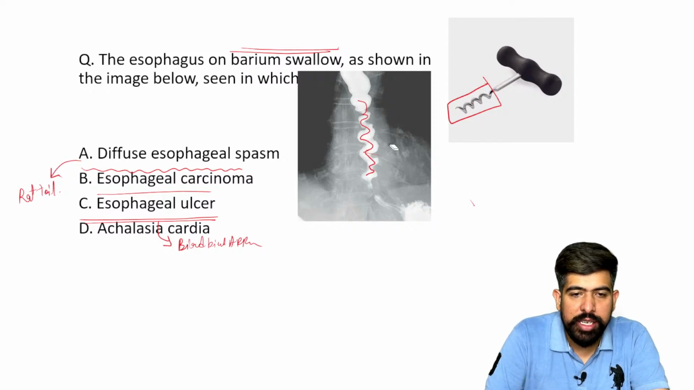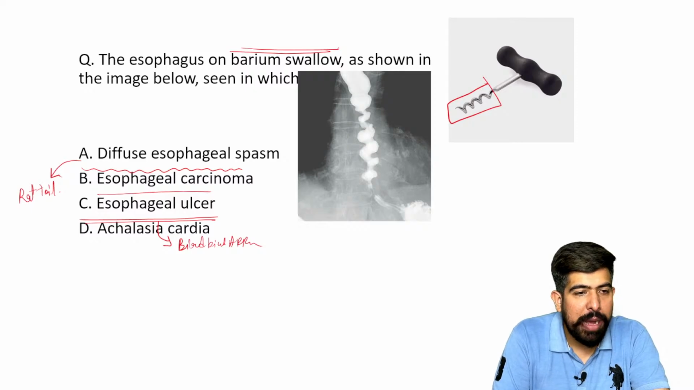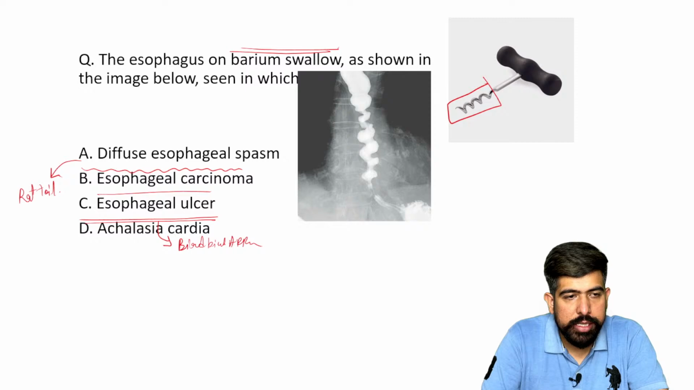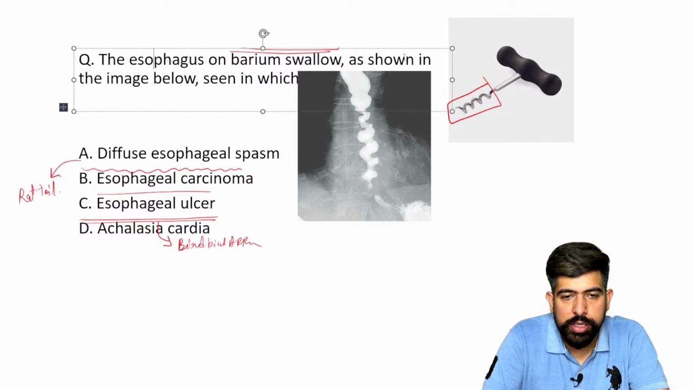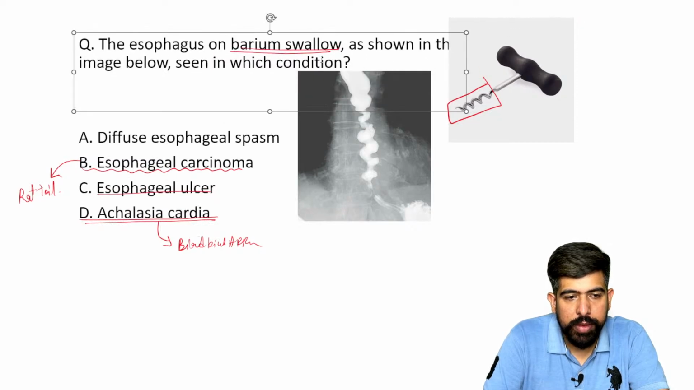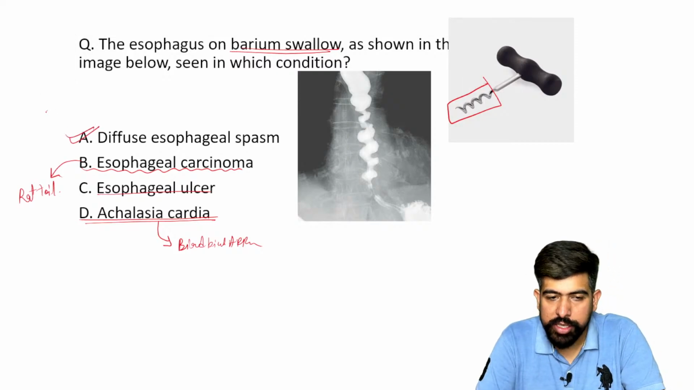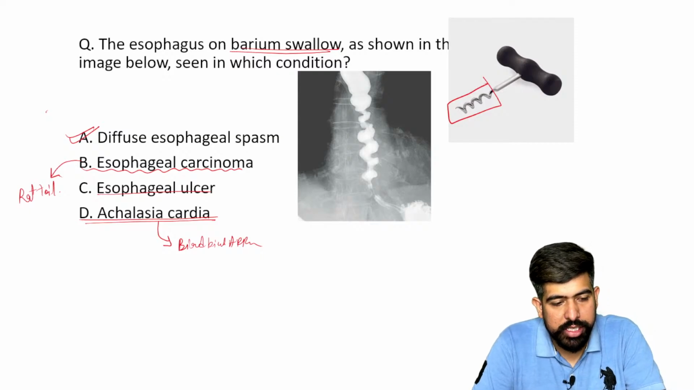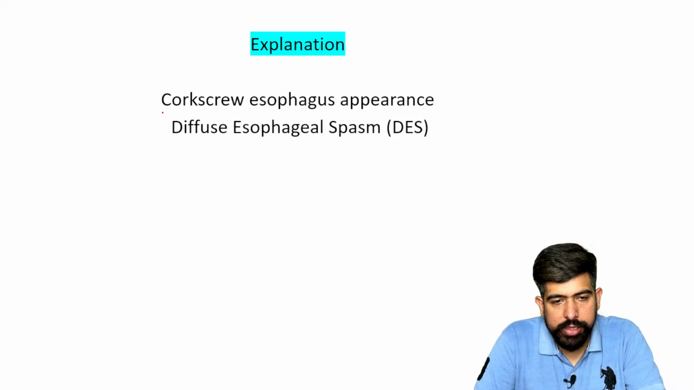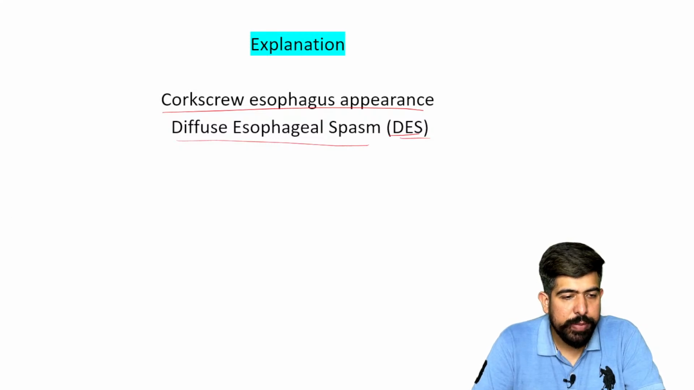And guys, please remember about it. This is seen particularly in diffuse esophageal spasm. Okay, so the answer should be A only. Very good, doctors. This is diffuse esophageal spasm. Perfect. Yes, the corkscrew appearance of the esophagus is seen in diffuse esophageal spasm.